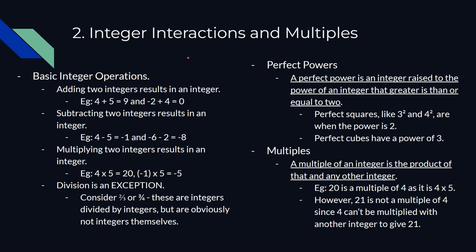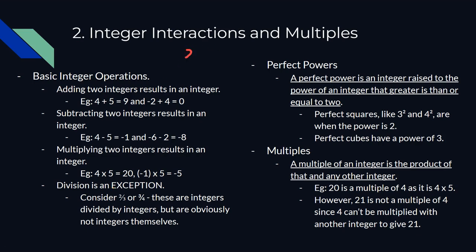Now let's move on to some integer interactions and multiples. So basic integer operations. If you just add up two integers together, you'll get an integer at the end. And the same happens if you're subtracting or multiplying. The only exception to this is when you're dividing. All the other main properties hold.